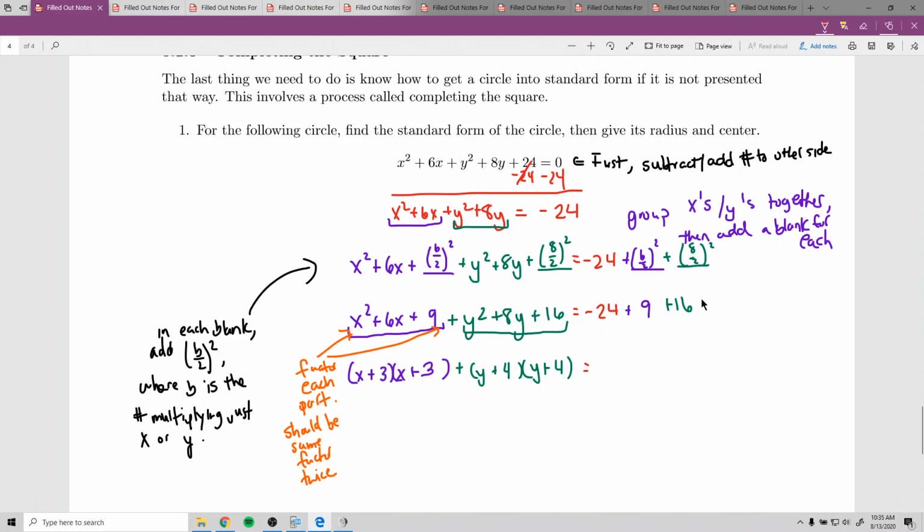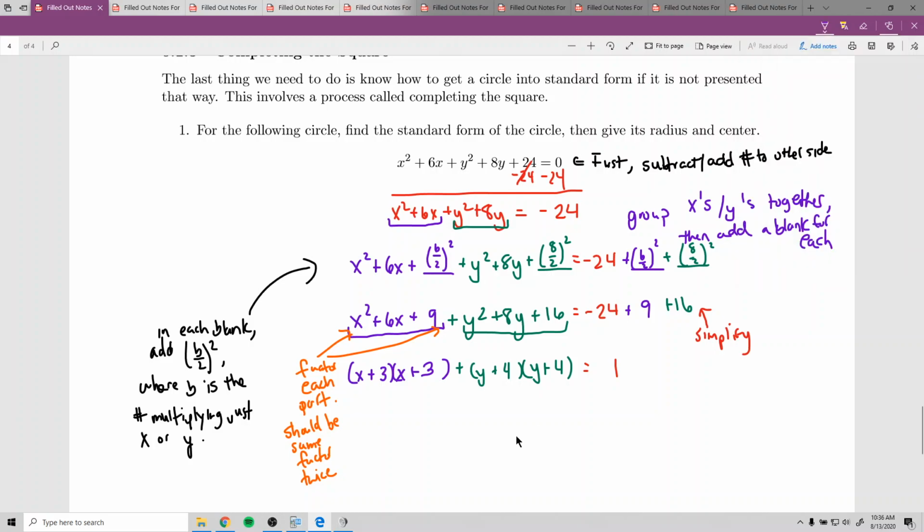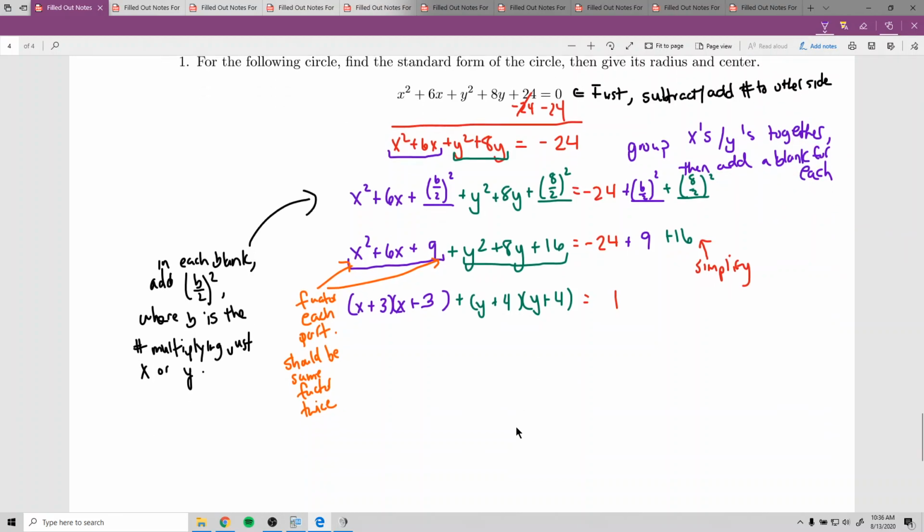Now on the right side, just simplify this number. So 9 plus 16 is 25. Negative 24 plus 25 is 1. It doesn't matter what number this comes out to be. It's just going to be some number. It needs to be positive, though. I will say that. If it's negative, you made a mistake somewhere. Right, but now we are one step away from being done.